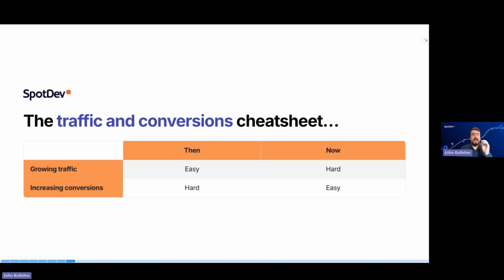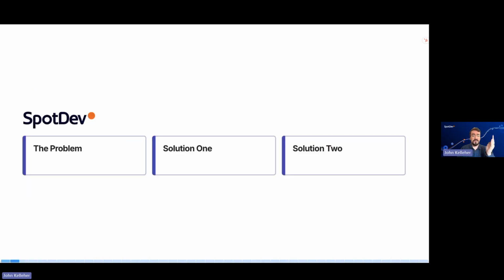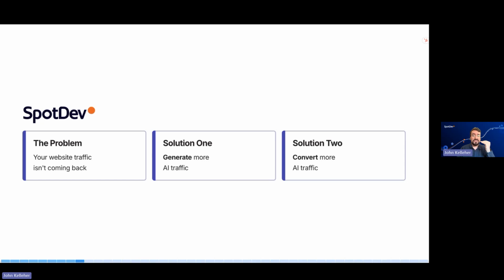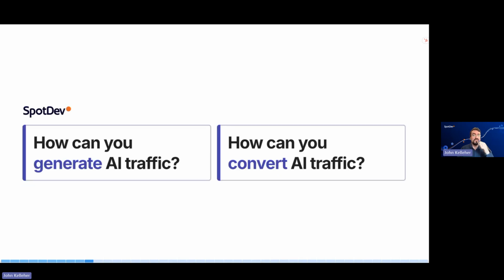So if all of this is true, if that's the problem. I promised you a problem and two solutions. I've given you the problem, and the problem is that your website traffic is not coming back. The solution is twofold. The first is that you need to go and generate more AI traffic. And the second is that you need to convert more of the AI traffic that you're getting. And so today, if there are two questions, how can you generate AI traffic and how can you convert AI traffic? Today, we are focused only on the latter of those two questions.